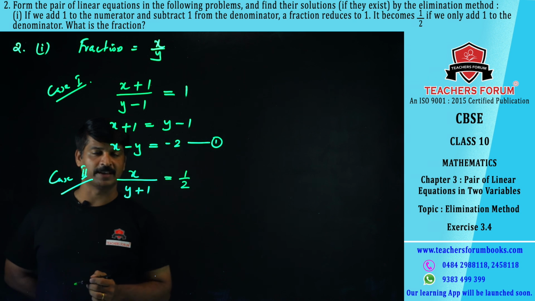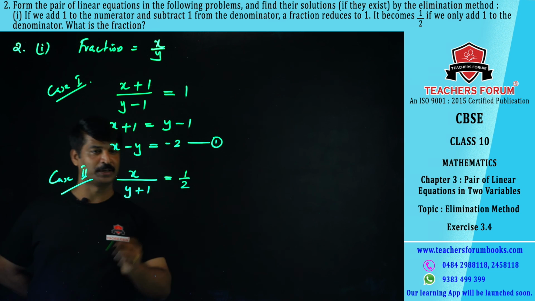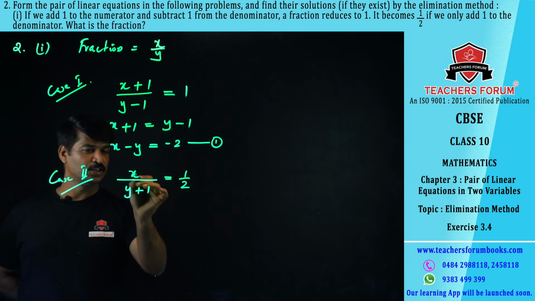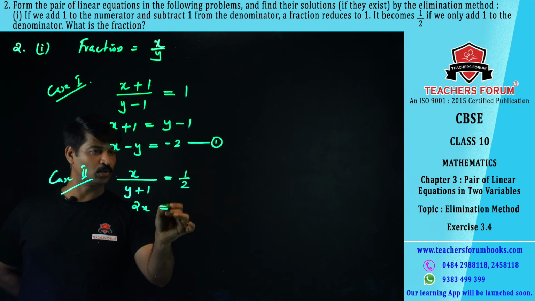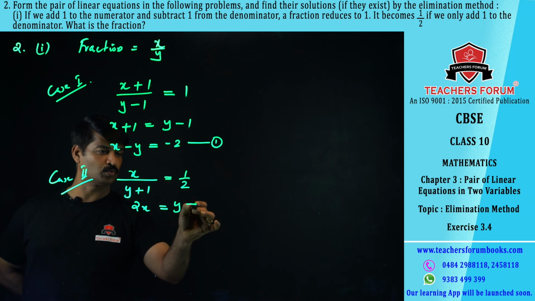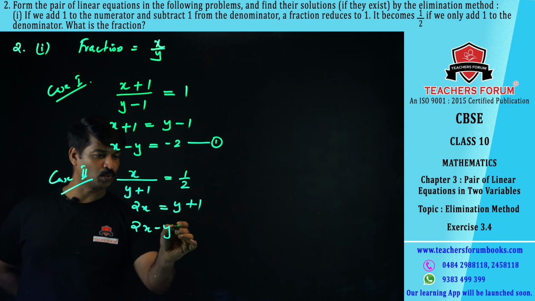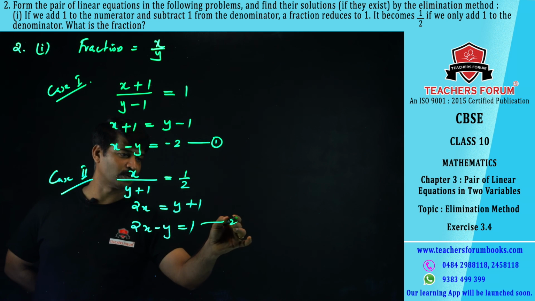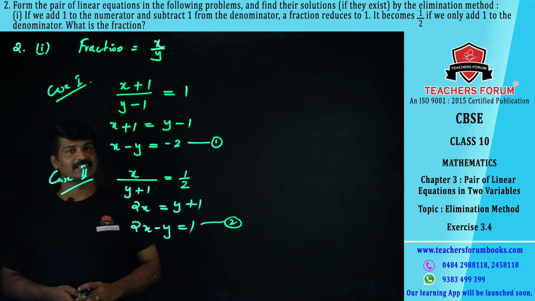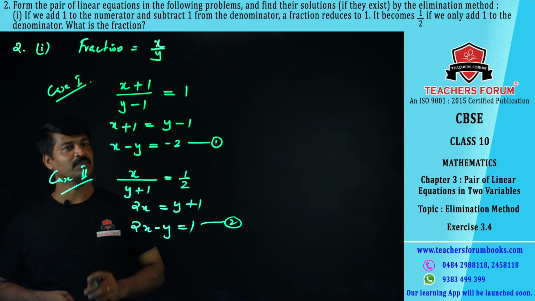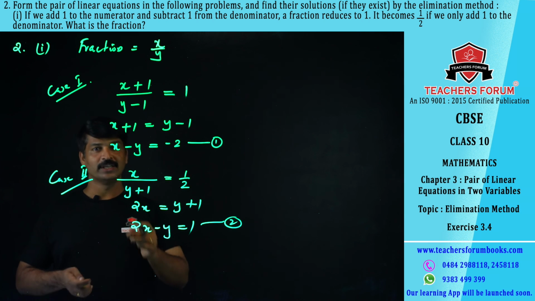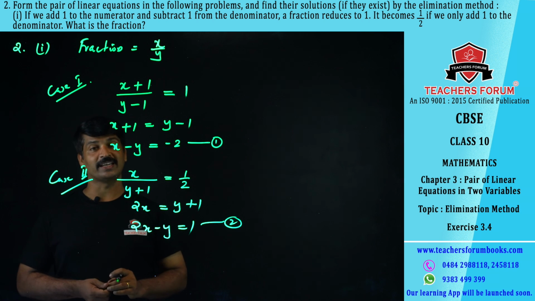That is x/(y+1) = 1/2. You just cross multiply, you will be getting 2 into x, 2x = 1 into (y + 1), that is y + 1. Let us take y to this side, you will be getting 2x - y = 1. That is equation number 2. Now you see, you get two equations. First one is x - y = -2. The second one is 2x - y = 1.